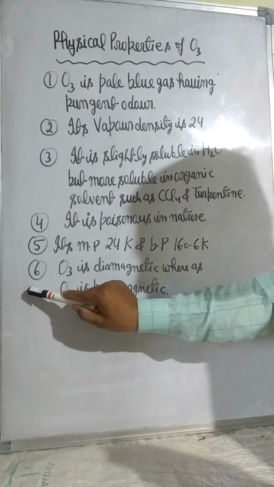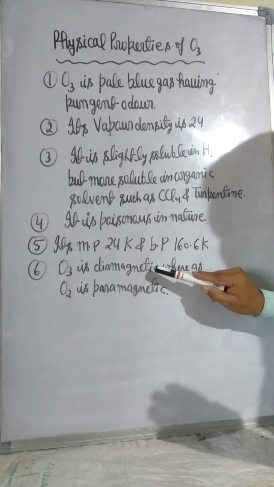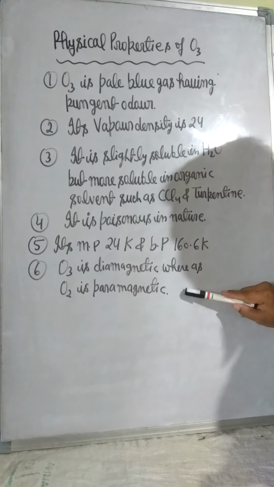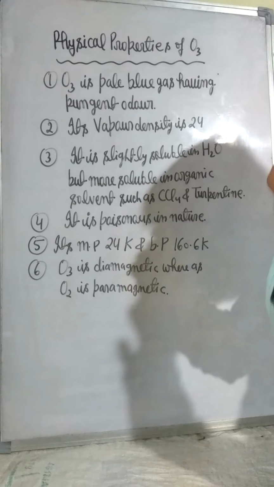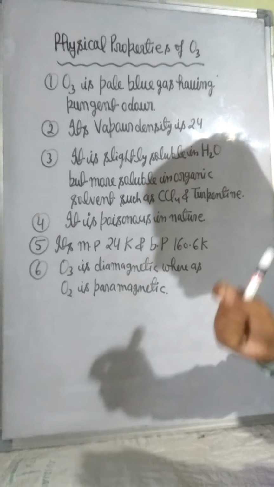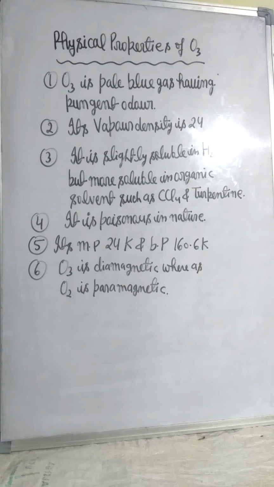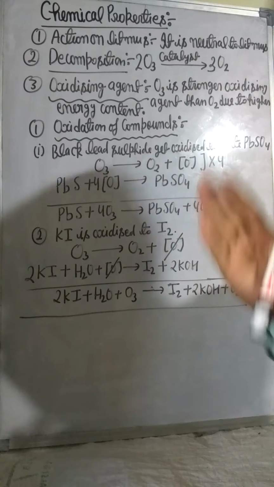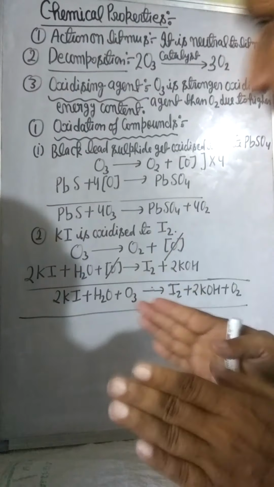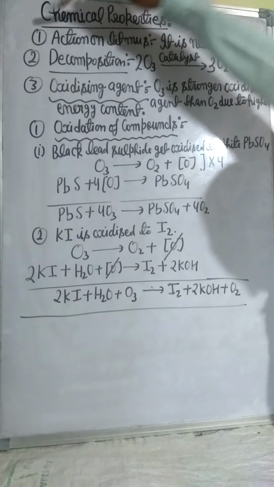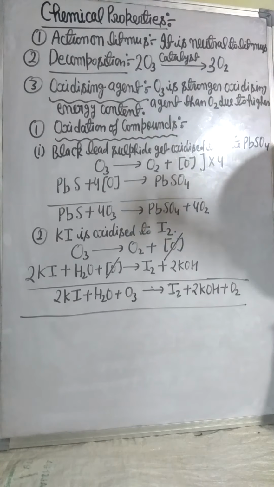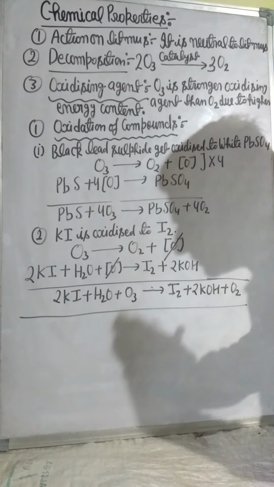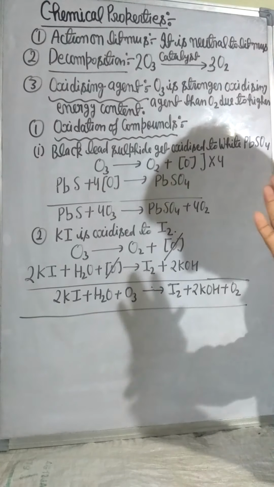Number 6, ozone is diamagnetic in nature, whereas oxygen is paramagnetic. Okay students, so these are the important physical properties of ozone gas. Next point is chemical properties of ozone. Number 1, action on litmus. It is neutral to litmus, meaning it has no effect on litmus paper.